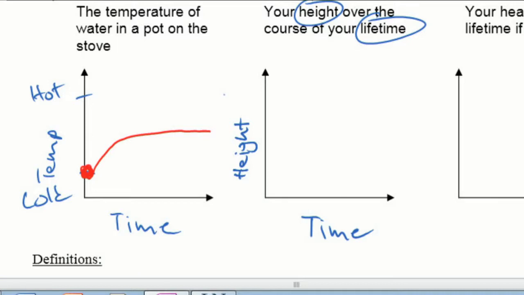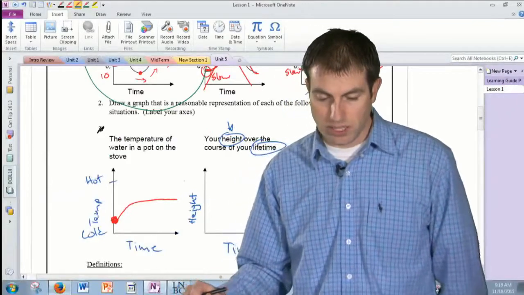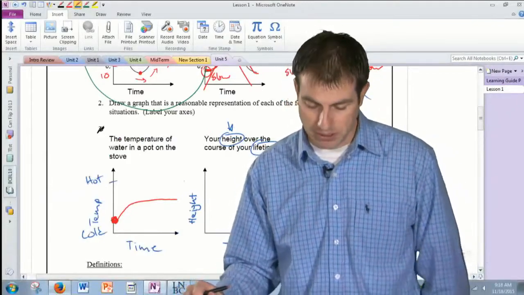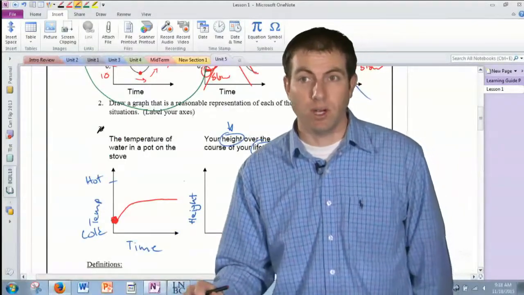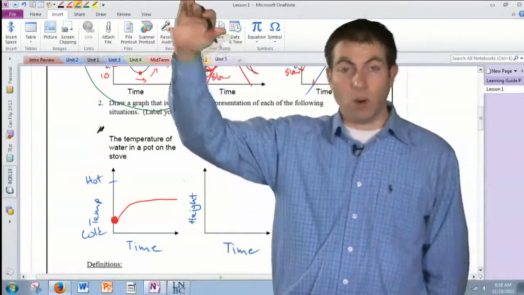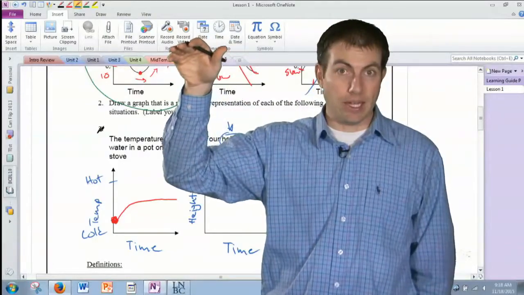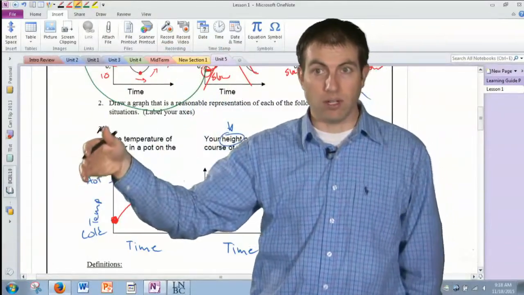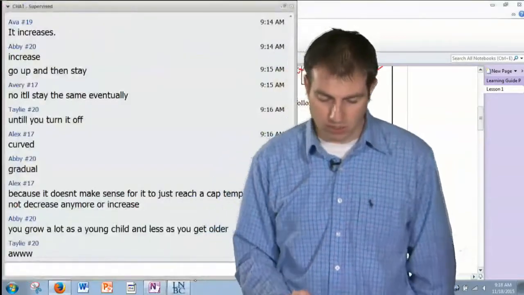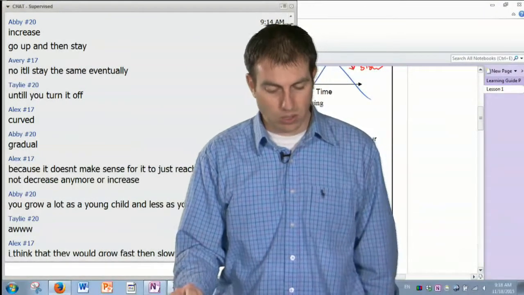So you probably have just moved on and done all these, but you need to think about what happens to a person's height. My son right now, he's 8 weeks old and he's not very tall, if you can imagine that. So what's going to happen to him? Well, he's probably going to get taller. Do people generally get taller and taller for their whole life? Or do you get to a point where that's as tall as you're going to be? And then do you get shorter? Or what happens to a person's height over time? So you grow lots as a young child and less as you get older. That for sure makes sense.